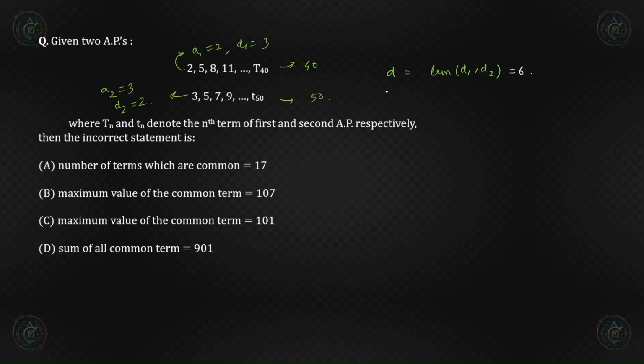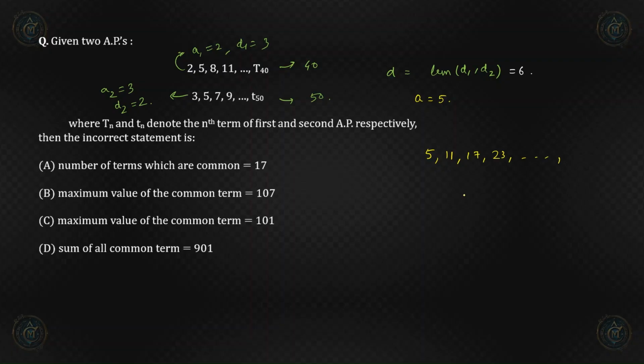And what will be the first term? The first term will be the first common term between these two APs, which we can clearly see here. The first term will be equal to 5, right? So we can say A will be equal to 5. So what will be our new common AP? Common AP will be 5, then 5 plus 6, which is 11, then 17, then 23, and so on.